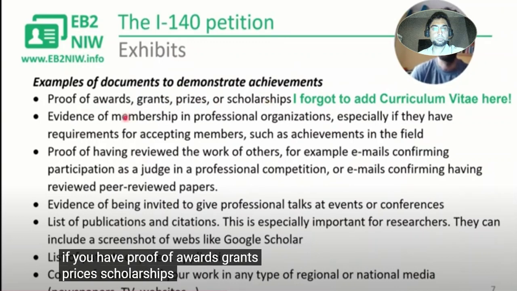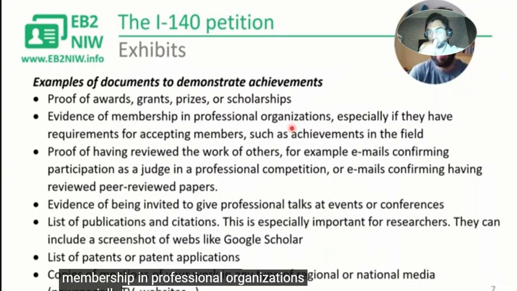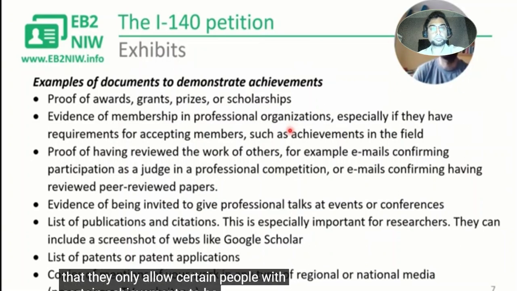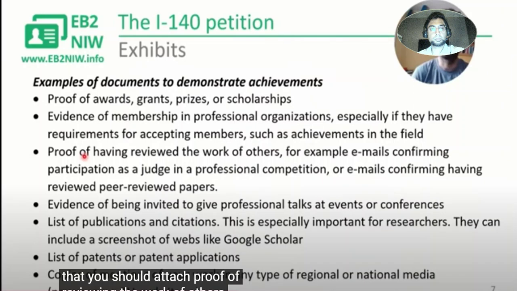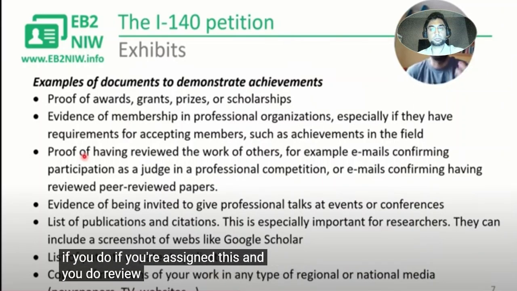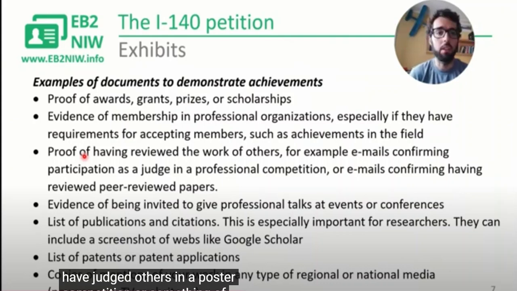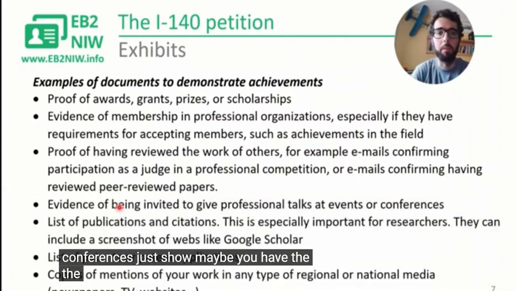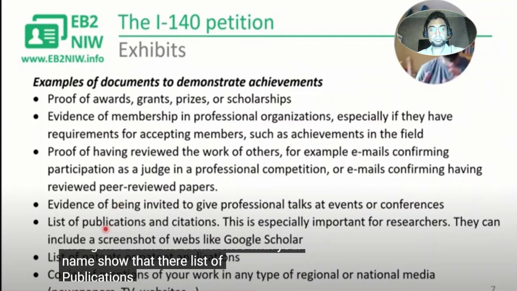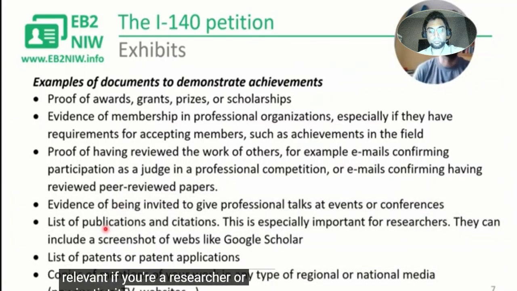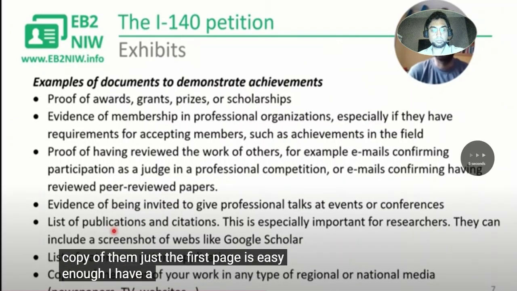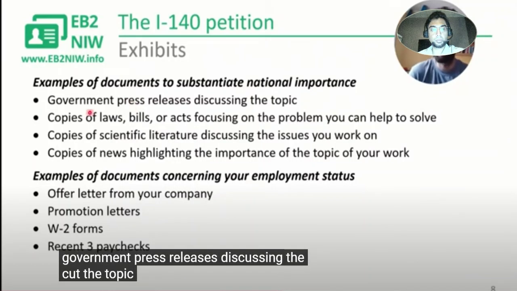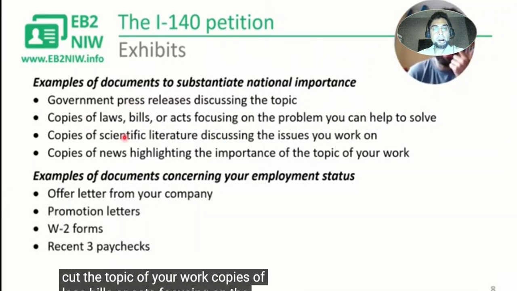And I would just do it for the high proof of awards, grants, prizes, scholarships. If you have membership in professional organizations, especially if those are organizations that only allow certain people with certain achievements to be a part of, then that's even better. But in general, for this example, if you're a scientist and you do review for peer-reviewed publications, then provide the email of Nature. Then provide either emails or just show, maybe you have the agenda from the conference with your name, show that there. List of publications and citations, especially relevant if you are a researcher or scientist. If you have publications, you can also have the first pages of each of them, press releases discussing the topic of your work, copies of laws, bills, or acts, focusing on the problem that you are trying to solve.